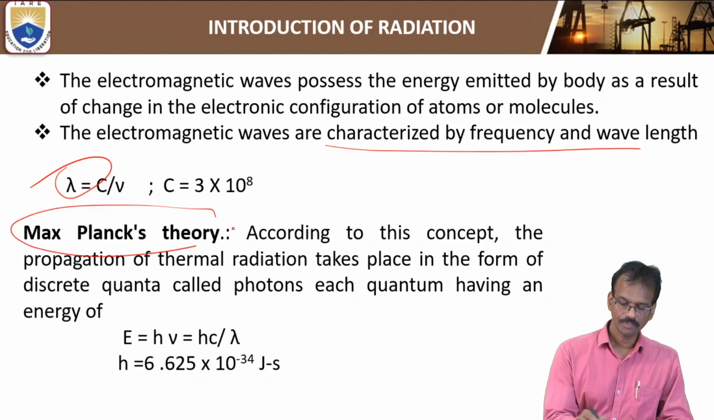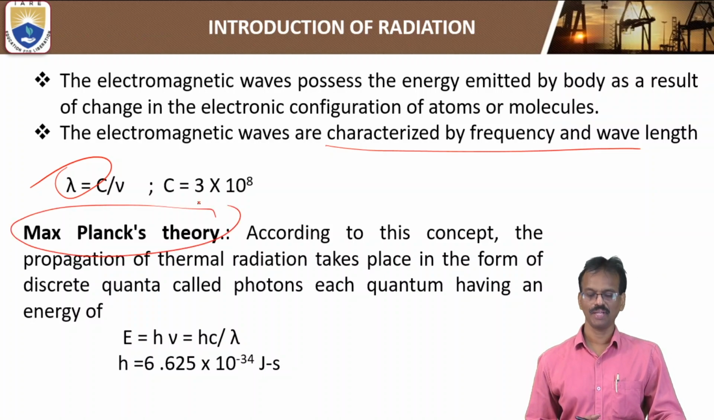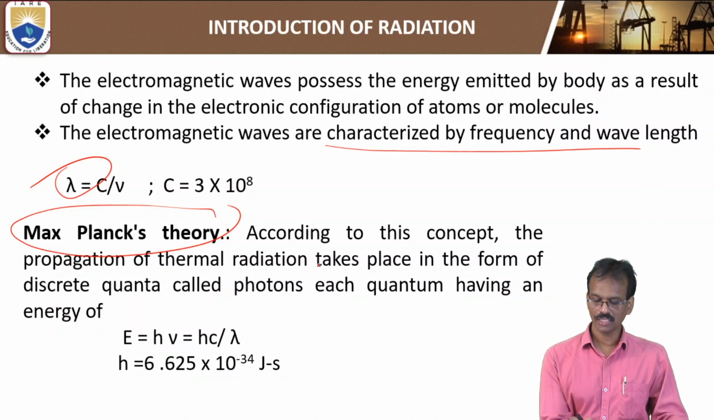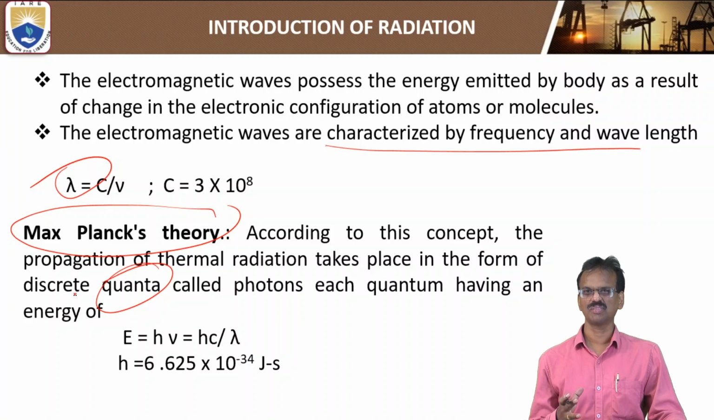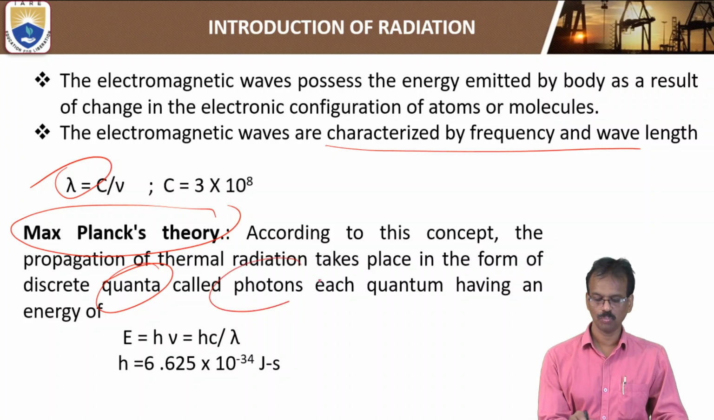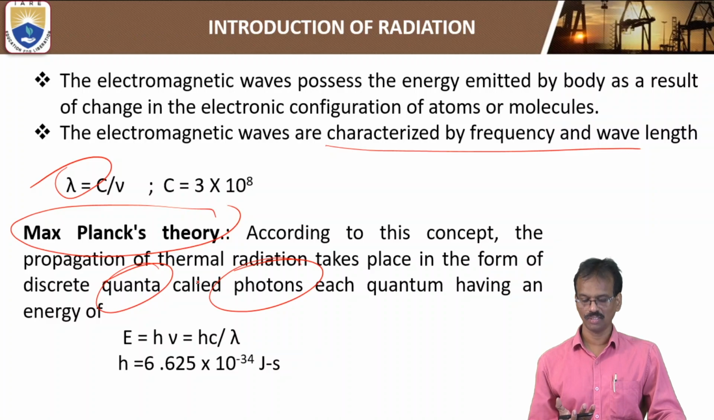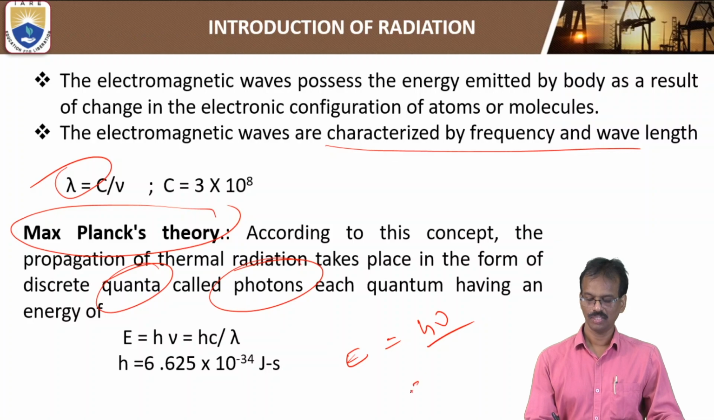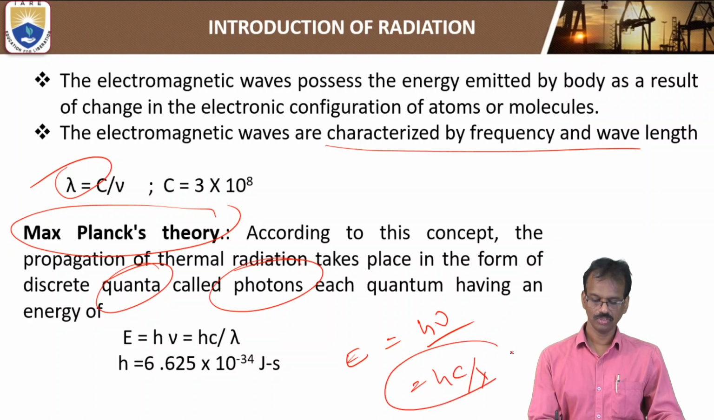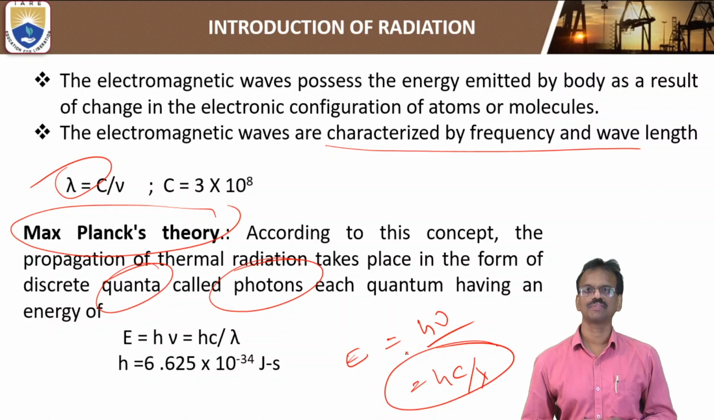Now Max Planck's theory. According to Max Planck's theory, thermal radiation takes place in the form of discrete quanta, that is nothing but photons. So energy transfer is in the form of photons. We can find the emissive energy: E is equal to h nu, and h nu is equal to hc by lambda. This is the formula according to Max Planck's theory.